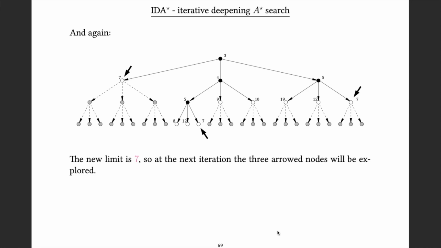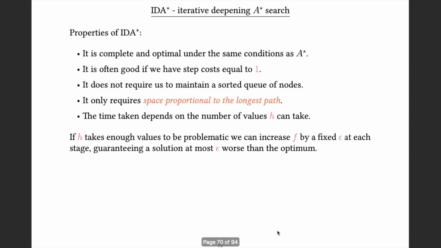And because we've now incorporated this into a recursive algorithm that looks a bit more like a depth first search, we use less memory than we previously did in straight A-star search. So, this is nice. You can show that it's complete and optimal under the same conditions as A-star. It's often pretty good if your step costs are 1. It doesn't require you to maintain a sorted queue of nodes. It only requires a space that's proportional to the longest path, which is the really key quality that we're after here.